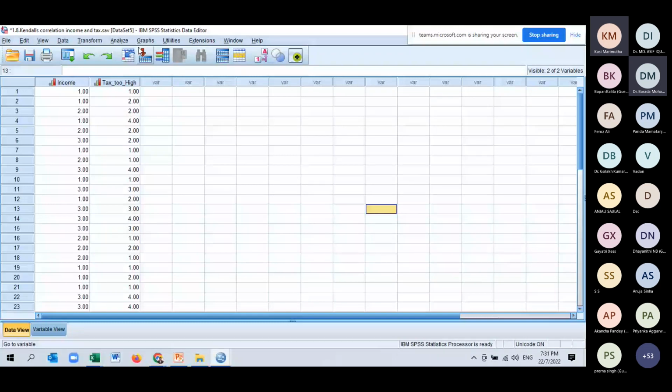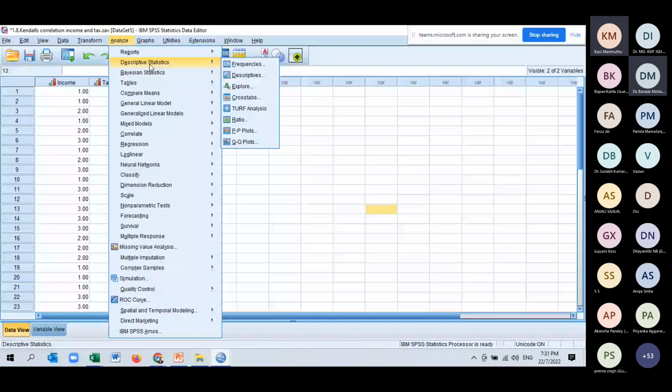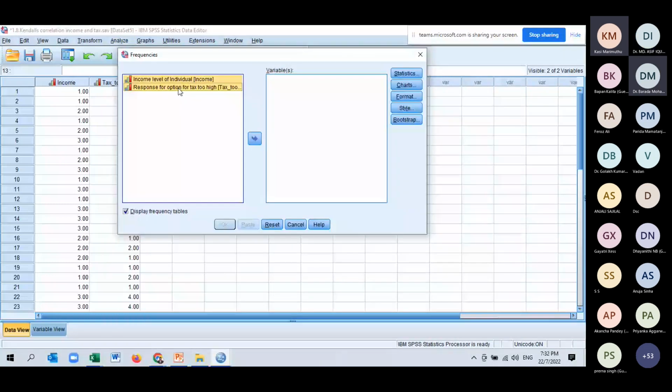Please go to analyze, descriptives. We are interested in, the study was conducted for 24 people. Among them, how many come under the low income group? How many are under frequency analysis? Fantastic. Yes. Descriptive statistics, frequencies. So transfer both variables from the left side to the right side.